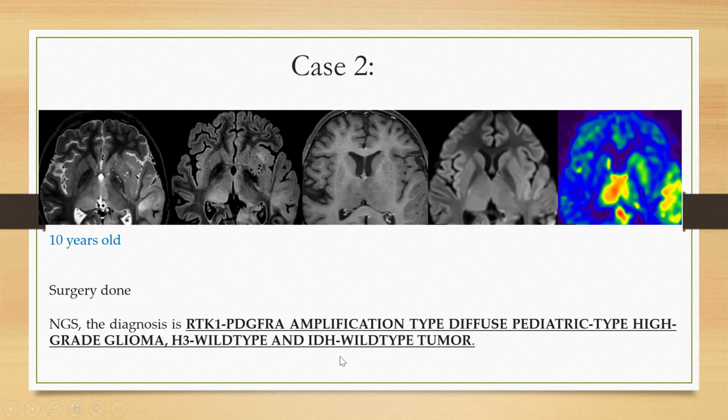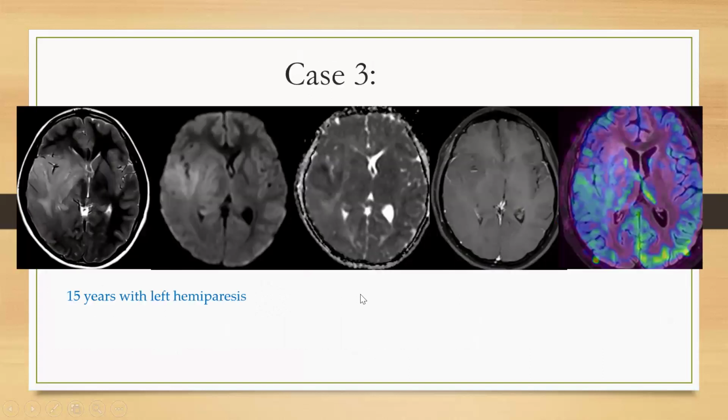The astrocytoma IDH wild type has 3 types: RTK1, RTK2, and there are 3 types. This is the RTK1.